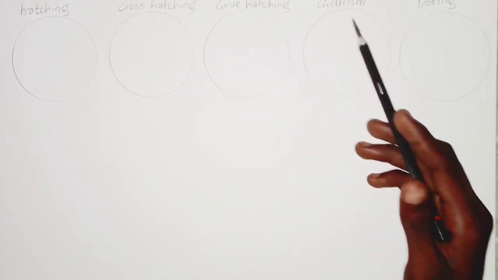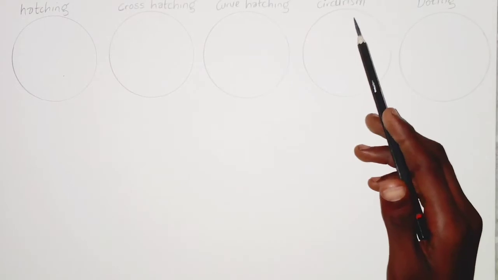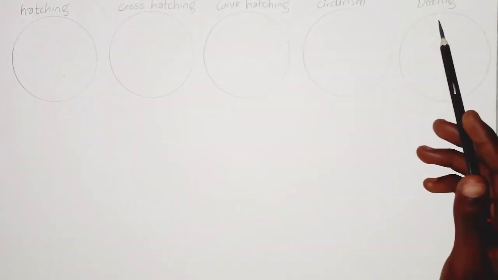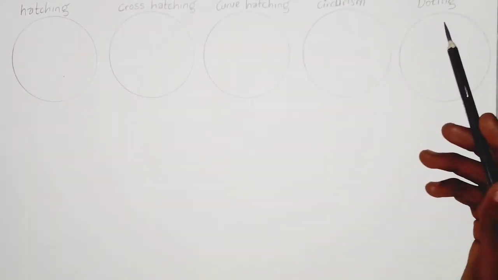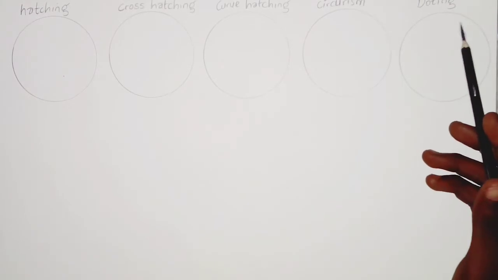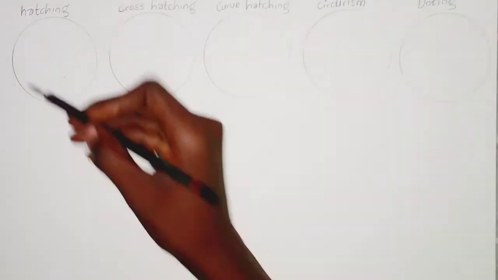Circlism is my most favorite. I use it to shade. Dotting, this technique is used to draw textures on faces. Now let's get right into the shading.